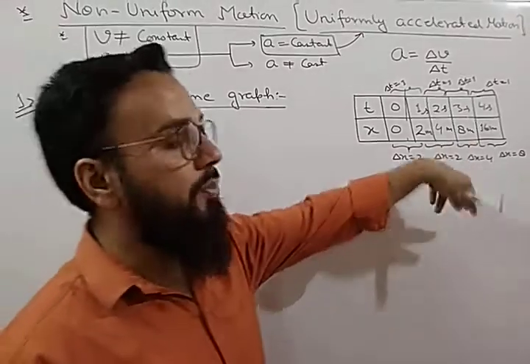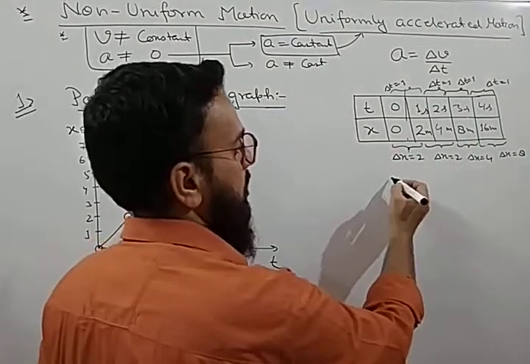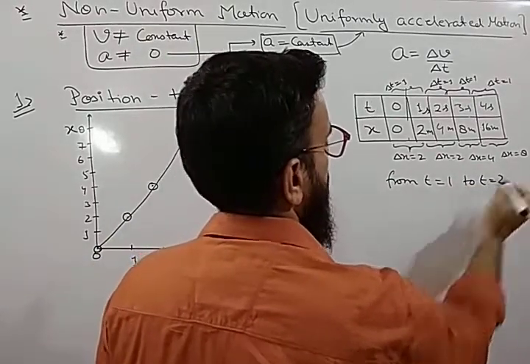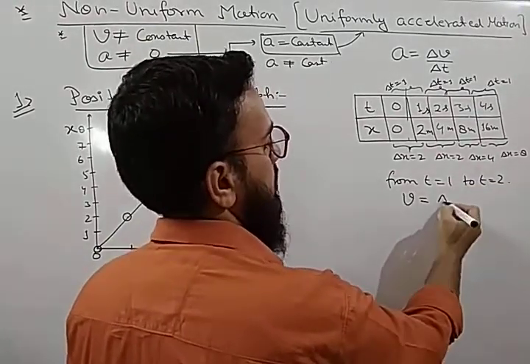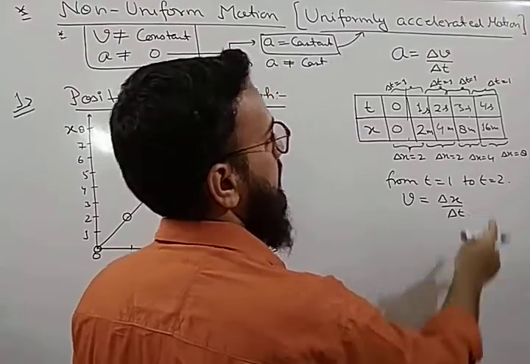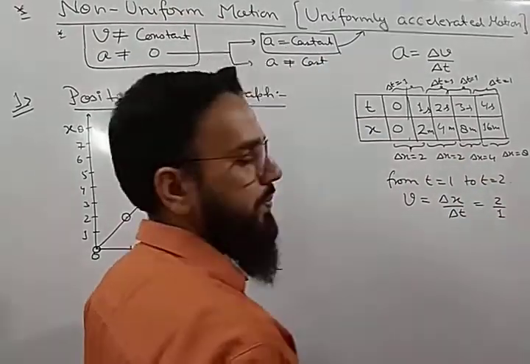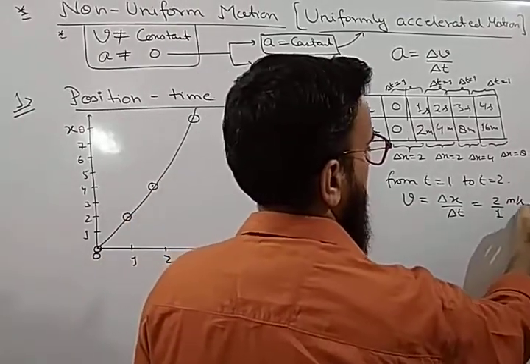The velocity will not be constant, because if we talk about from t is equal to 1 to t is equal to 2, so what will be the velocity? Velocity is equal to delta x upon delta t. What is delta x? It is 2. And what is delta t? It is 1. It means here the velocity is 2 meter per second.